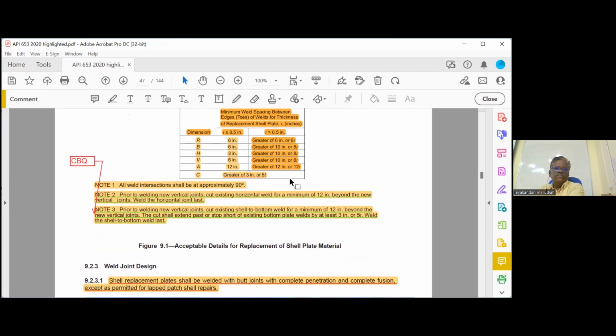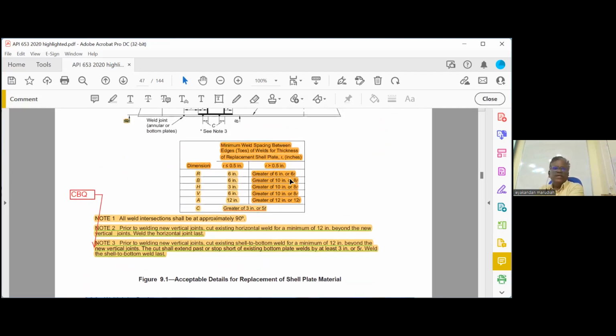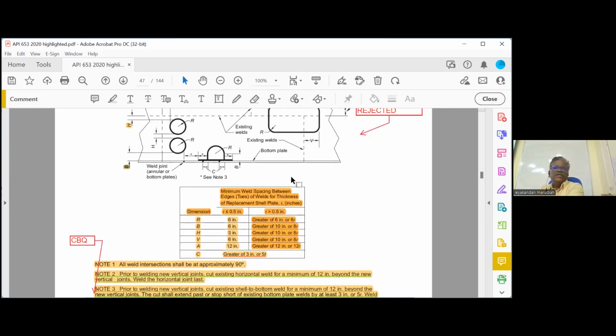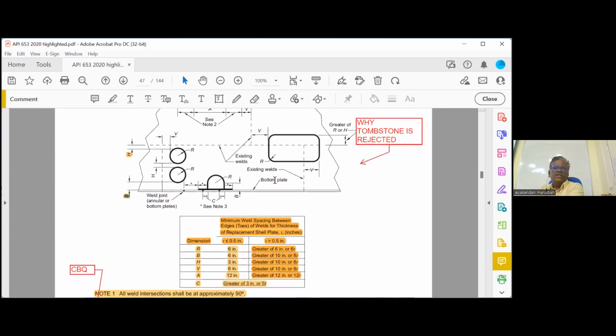B, everything is the same. Where the curve should start, look at the radius here. B is from where the plate starts because it is a circular shape. When you have a tombstone shape, what should be the minimum B dimension where the curve starts? The tombstone starts as a half round, so it starts within that distance.